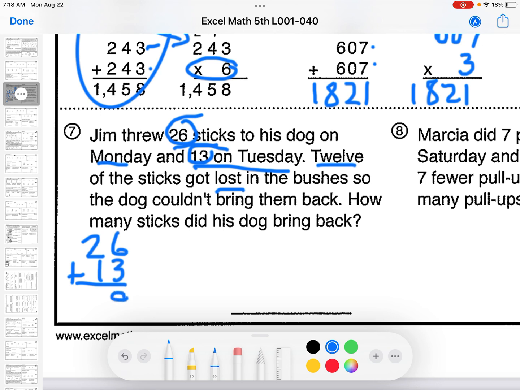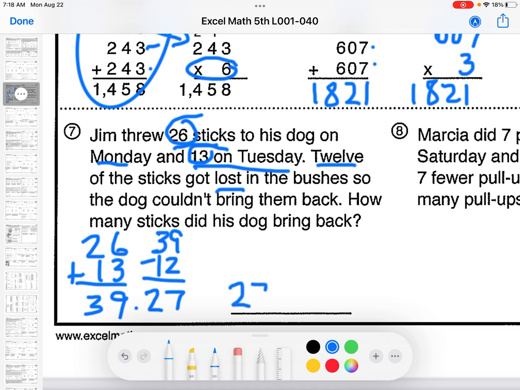6 plus 3 is 9, and 2 plus 1 is 3. So he threw 39 sticks on Monday and Tuesday. 12 got lost in the bushes, so the dog couldn't bring them back. That means of those 39, 12 of those sticks were not brought back to Jim. So let's take those 12 away to see how many actually were brought back to Jim. Write this down. 27 sticks were brought back to Jim.